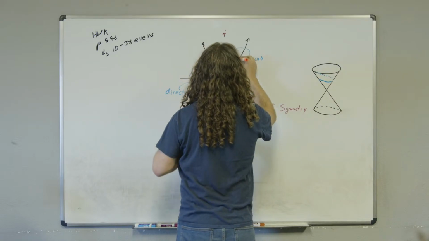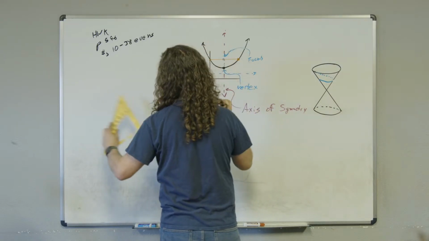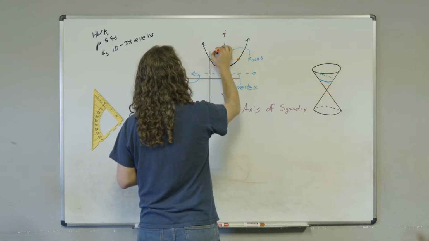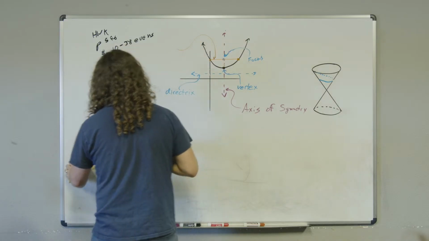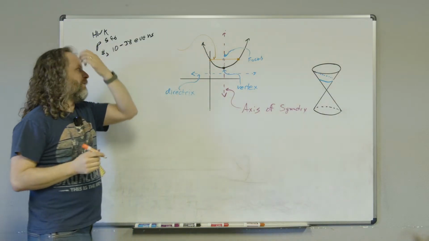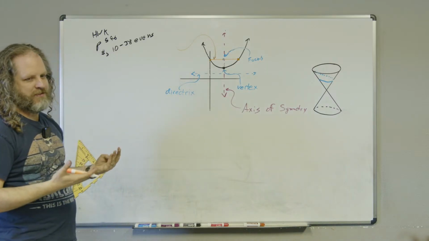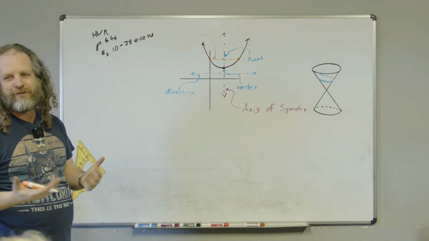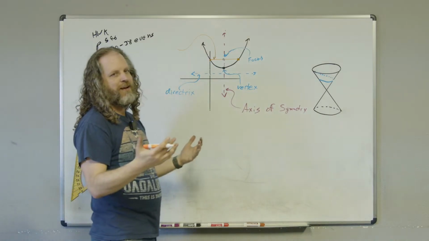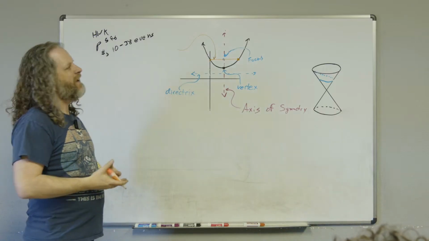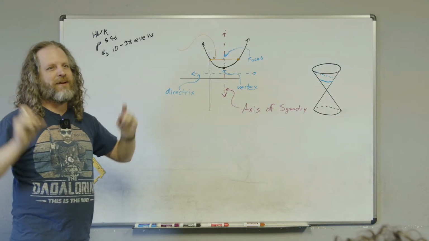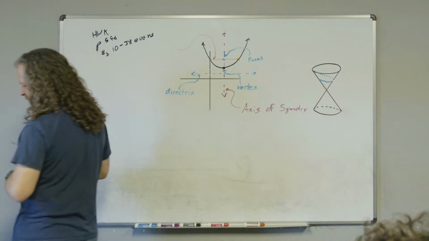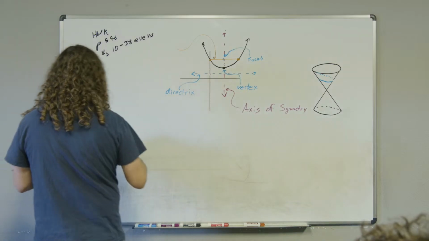This line segment has a name, and it also has a formula, which is handy because then we can use it. We're ultimately going to be able to graph these things with fewer points. All of these, circles and ovals and parabolas and hyperbolas, we're going to be able to get just a handful of points and then connect the dots and then we're done. And we're not even going to have to do a whole bunch of substituting. So this has a name and its name is the latus rectum.